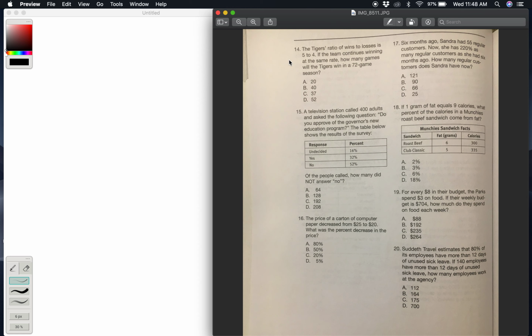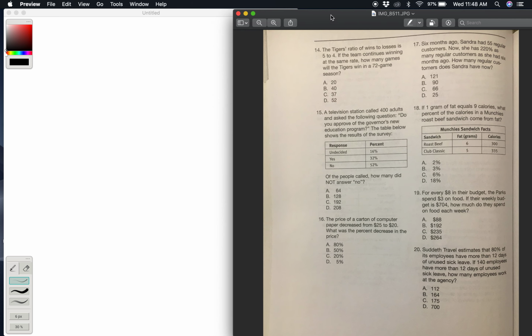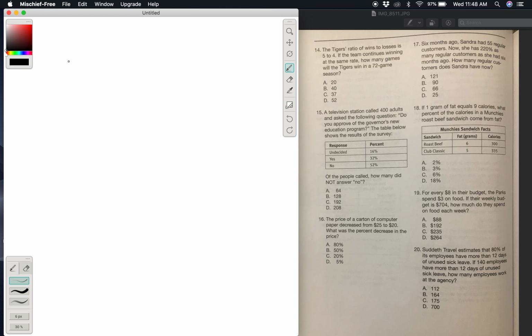Okay, so how you do this is, let's read this one more time. The Tigers' ratio of wins to losses is 5-4. So we know that the total of games is 9, and the wins is 5. So, 5 wins out of 9 games. And how many games will the Tigers win in a 72-game season? 72.